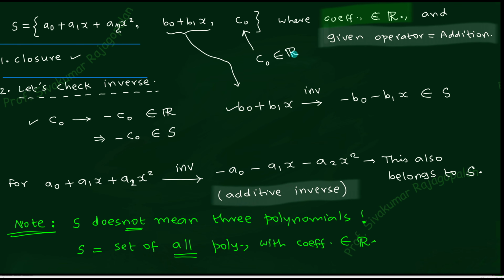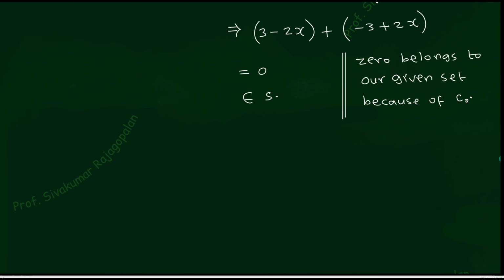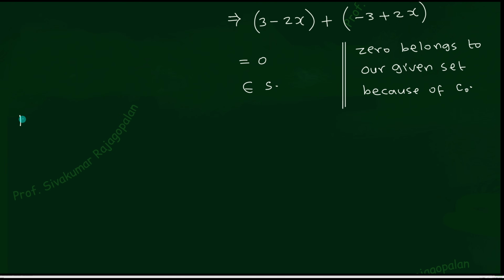So how do you know that is C0? See, because of C0, all numbers are there. 0 is also there. Because of the given problem, if you see the coefficients, the things are clear. So our conclusion is that 0 exists. Therefore, the inverse for each and every element in the set exists.